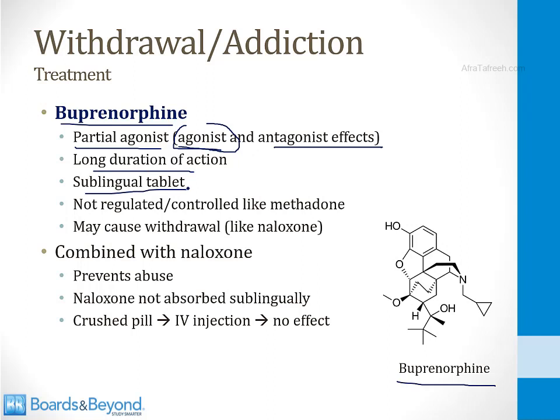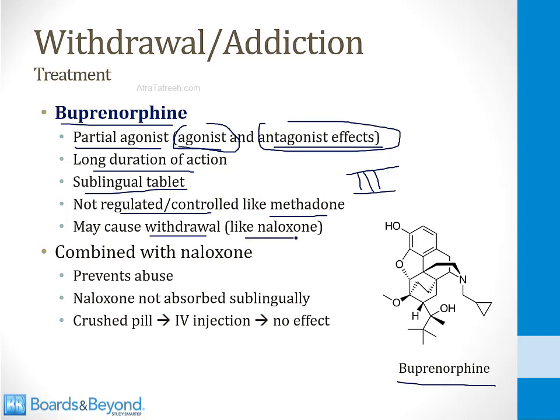And there are a couple of special features of buprenorphine that you need to be aware of. The first one is this drug is not regulated or controlled in the same way as methadone, which we'll talk about in a minute. Buprenorphine is what's known as a Schedule III controlled substance, and that means that it can be administered by a provider giving a written prescription in the office. This is different from methadone, which is much more tightly controlled. Second thing to know is that buprenorphine does have antagonist effects, so it can cause withdrawal, like naloxone, if you administer it to someone who is acutely intoxicated.